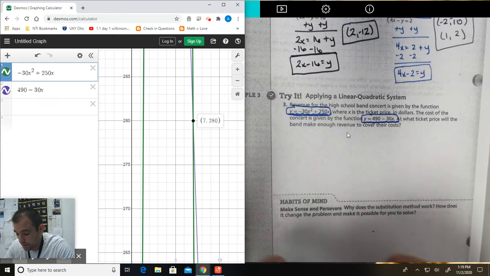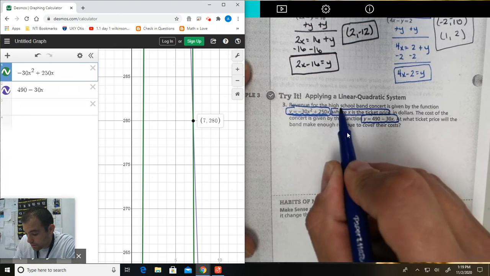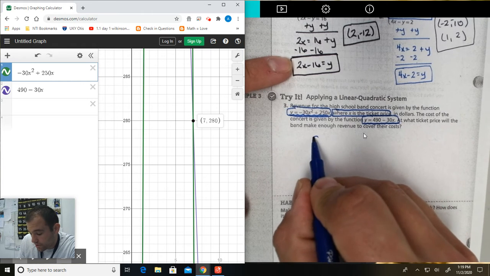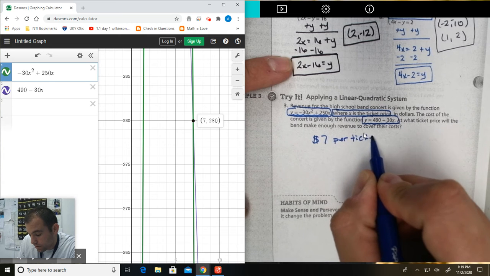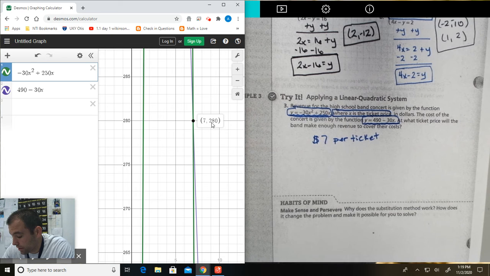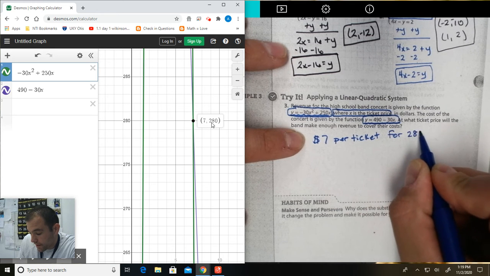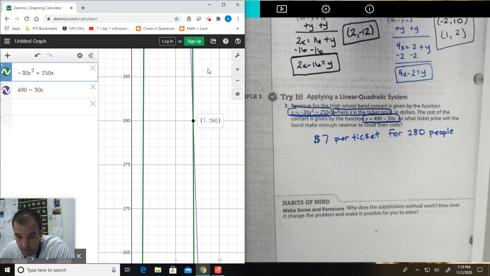So it told us right here that X is the ticket price. X is the ticket price. So this band needs to charge $7 per ticket, and they have to bring in 280 people in order for them to break even. So $7 per ticket for 280 people, and they would break even, right? They wouldn't lose any money.